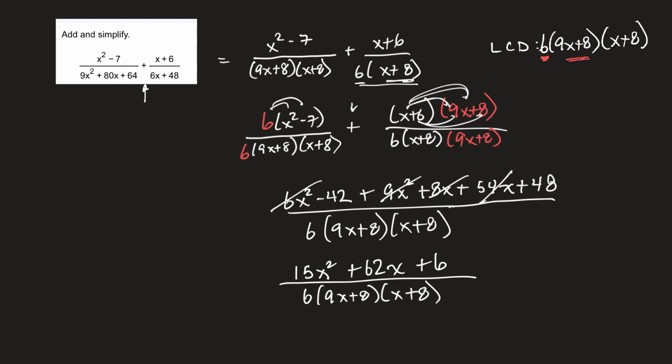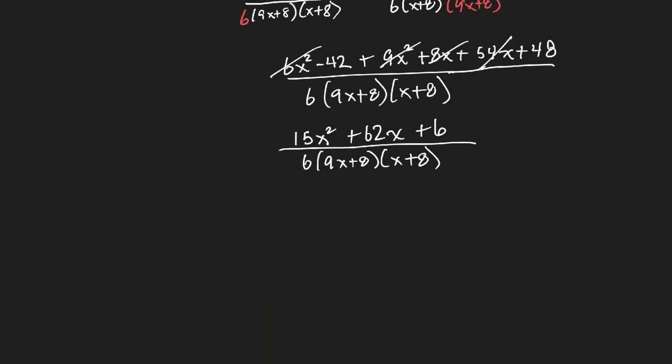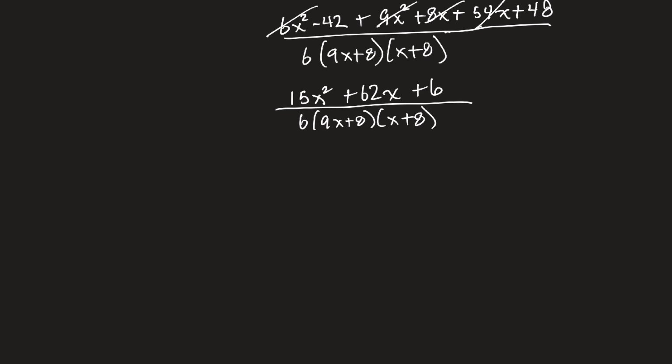The only other thing you could give a shot to, and sometimes it works, sometimes it doesn't, is to try and factor that top. I'm just going to give it a shot. 15 might be 5 and 3. And then 6, maybe 6 and 1. That gives me 33. That's nowhere near high enough. Can't be that then.